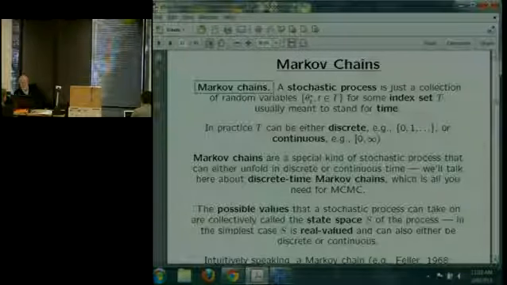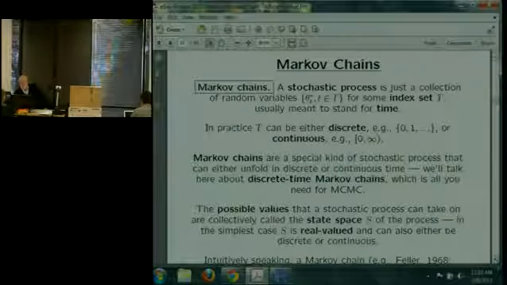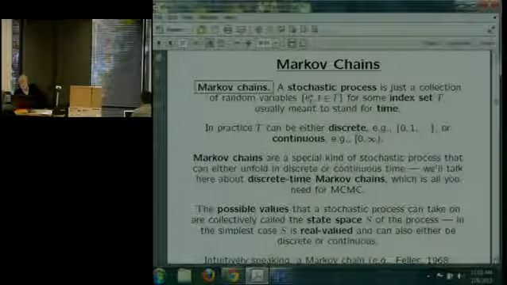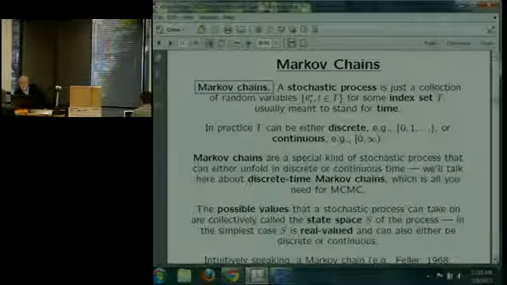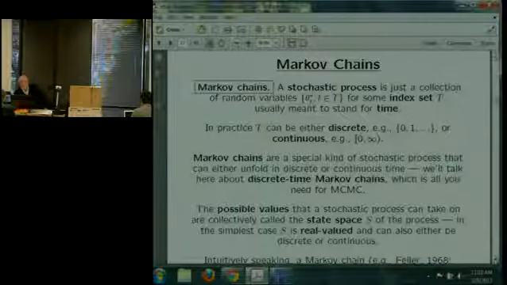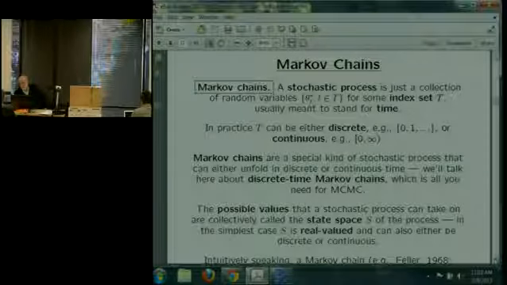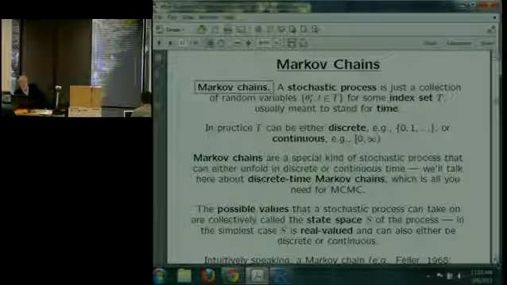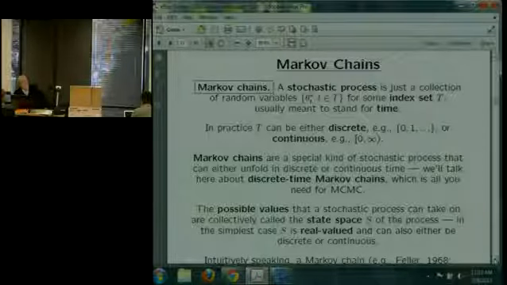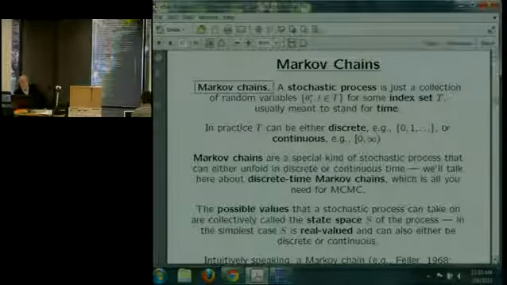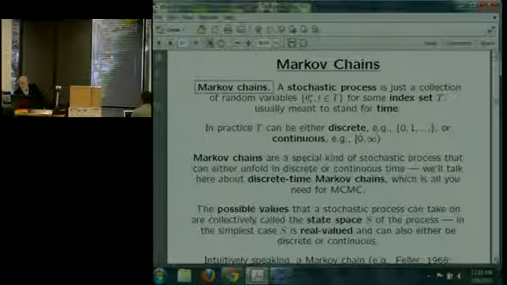Markov chains themselves are a special kind of stochastic process that can either unfold in discrete time or in continuous time. Fortunately, we'll be talking here about discrete time Markov chains, which is all you need for MCMC, because we're never going to think about theta t star where t is equal to 1.17444. We're going to think about theta t star where t equals 0 or 1 or 2 or 3 or 4 or ... So the index is always going to be an integer here.